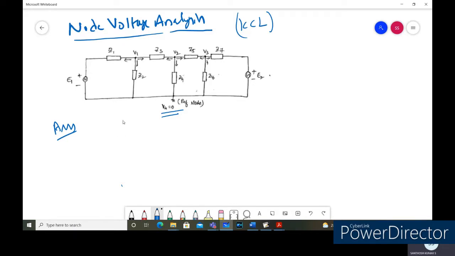So the first assumption is that at a particular node, all the currents are leaving, and we take them with the positive sign. If any current is entering the node, we take that one with the negative sign. This current is leaving, this current is leaving here, and also this current is leaving. In a similar way, we assume the same when applying KCL at a particular node.